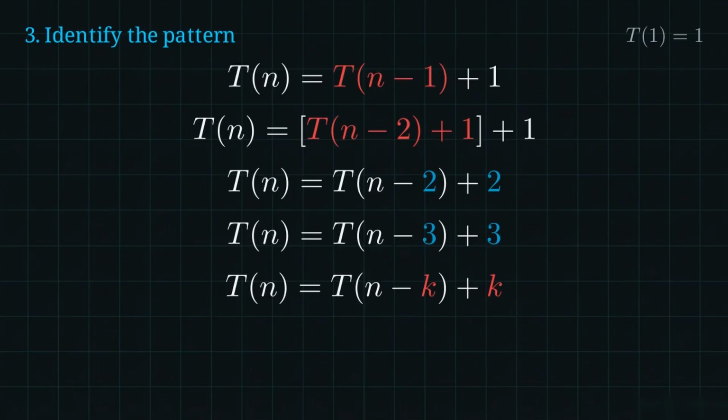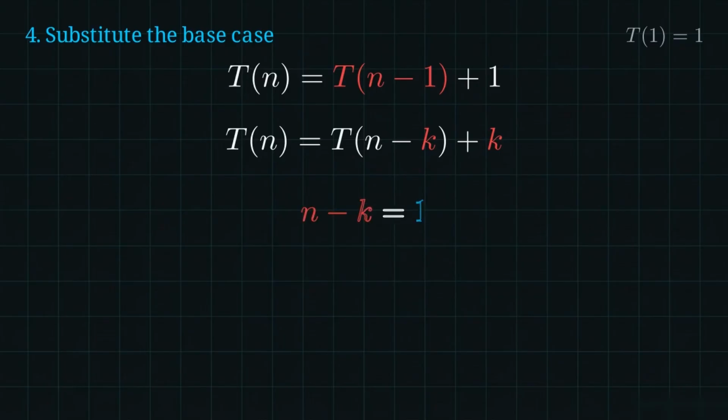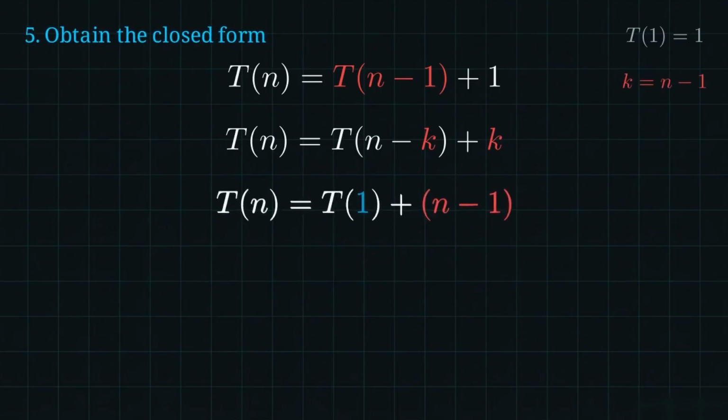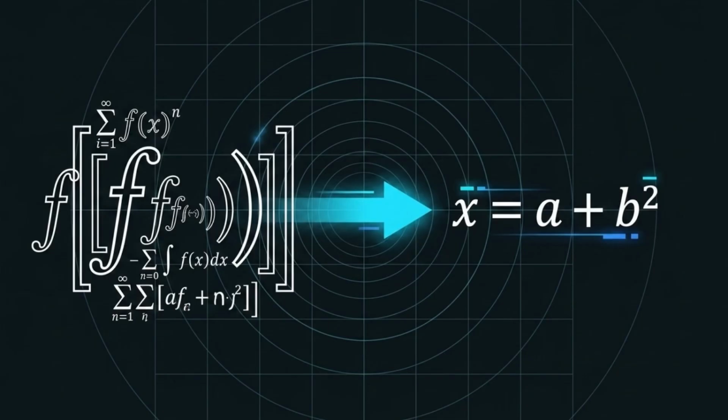To find the stopping condition, we set n-k equal to our base case of 1. This means k equals n-1. Substituting this back into our generalized equation and adding our base case value of 1, the terms simplify to n. The complexity is big theta of n. The substitution method functions by converting a recursive definition into a non-recursive closed-form equation that we can analyze directly.